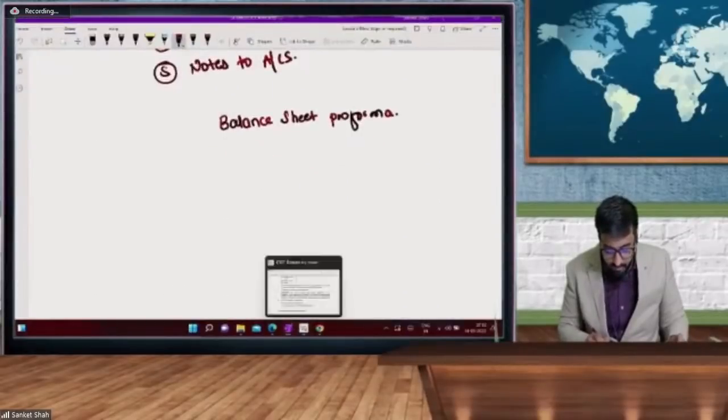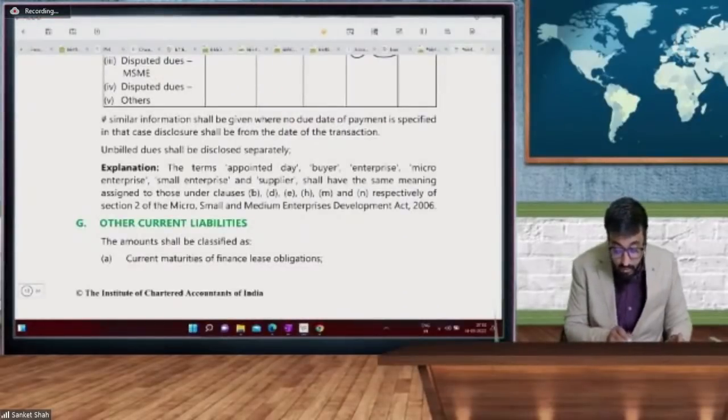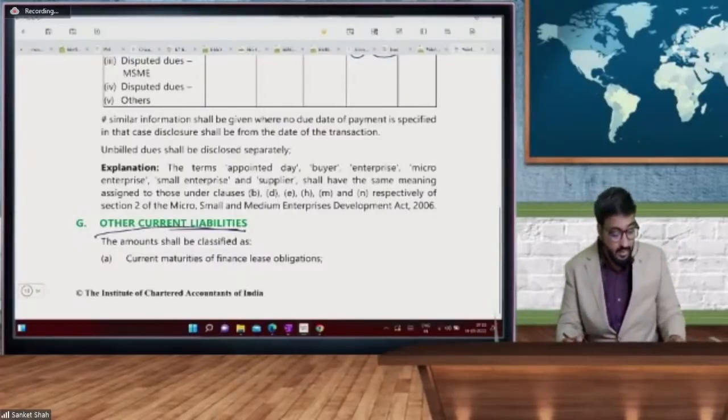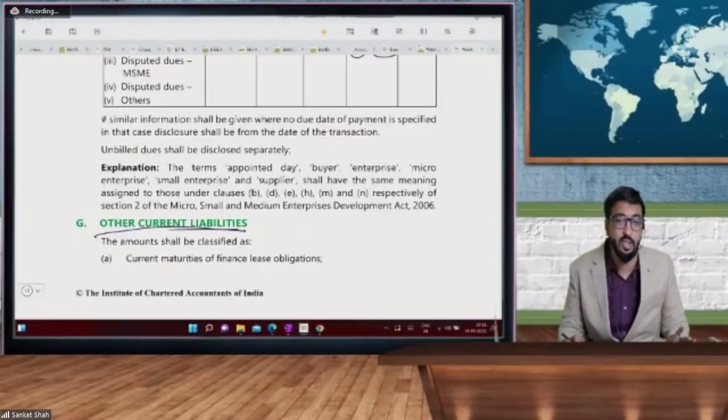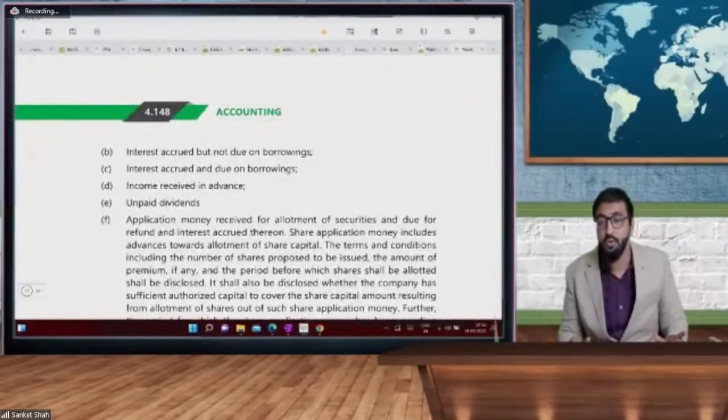Now see other current liabilities. Now this is a very interesting head. Other current liabilities. Now this is what the other current liability head is. Current maturities of finance lease obligation. Now finance lease we will keep it separately. Finance lease, I'm not going to tell you what is the difference between operating lease and finance lease, because it will take minimum 2 to 2.5 hours to explain the concept. So it's better that you read it afterwards.